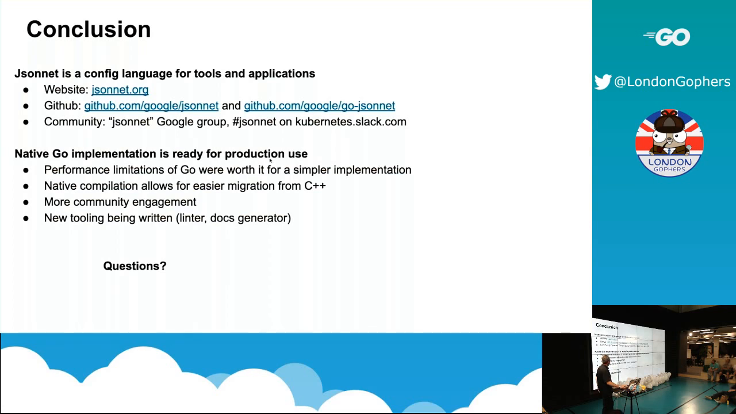There were performance limitations that we did not overcome directly, but we were able to compensate in other areas. Basically, it was all fine because we've got a simpler implementation, and that was more important. And we can migrate the C++ version using CGo, which is cool. This resulted in more community engagement. We've got more people contributing, and we've got new tooling coming along. So that is great. That's all I've got.